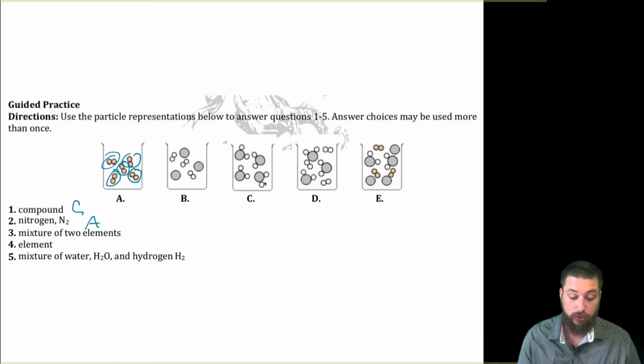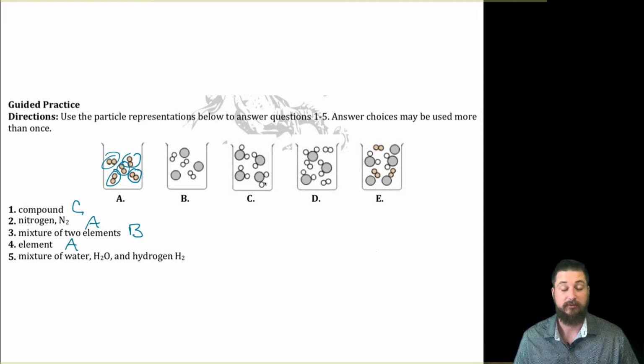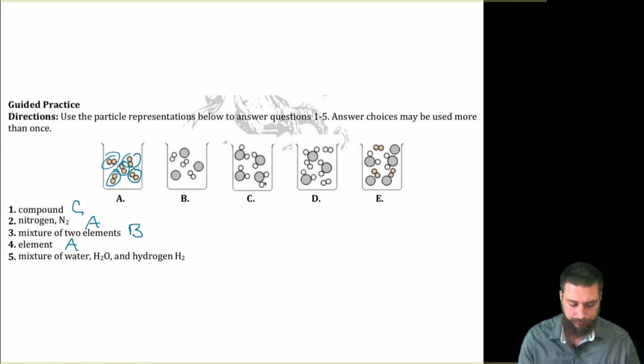All right, a mixture of two elements is going to be B. If you take a look, this is an element, this is an element, this is an element. Those are all the same type of element. And then we've got another element there. And none of them are bonded chemically together, so that's a mixture of two elements. Now the next one happens to also be A. A is also going to be classified as an element. And so you'll see that A actually gets used twice.